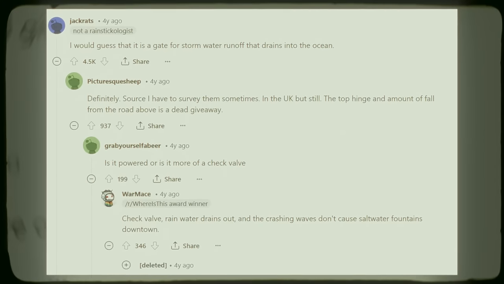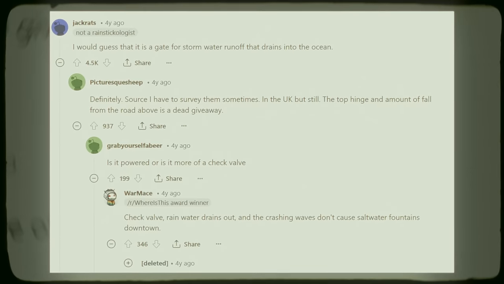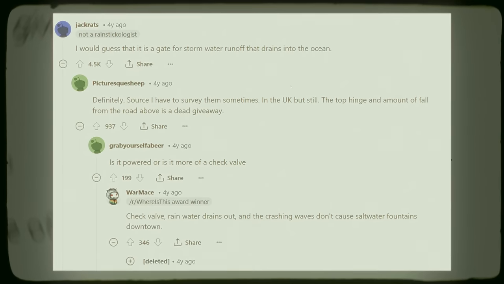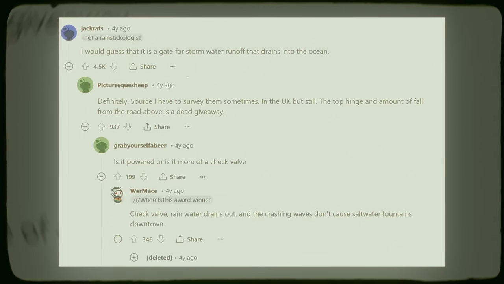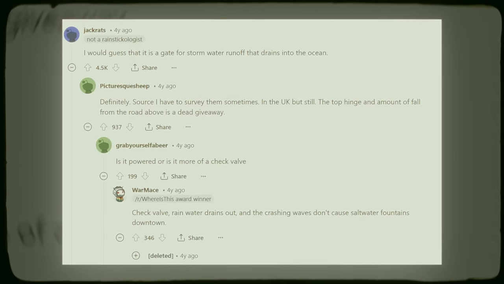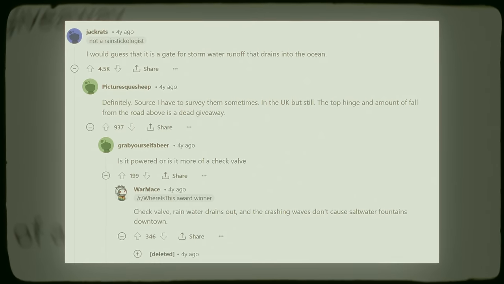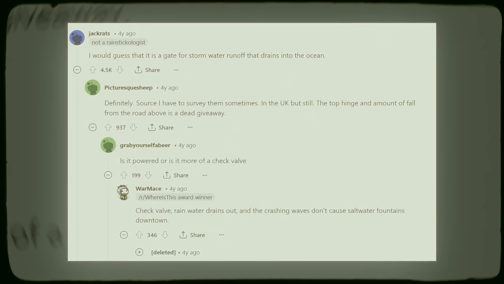Jack Rats was quick to solve the case and guessed that it was a gate for stormwater to run off and drain into the ocean. That was supported quickly by picturesque sheep, who explained that they have to survey these drains on occasion and that the hinge was a giveaway as well as the amount of fall from the road above.